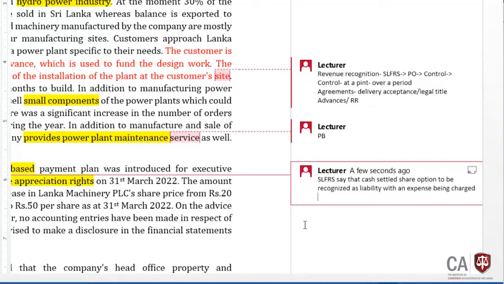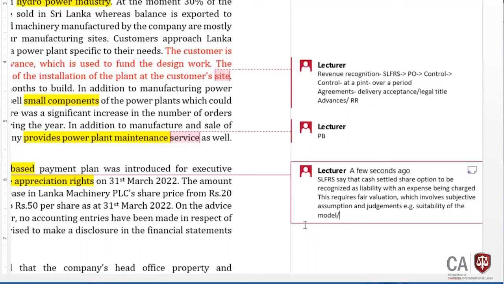That is the first point. The next thing is, when the company is going to do that, you have to highlight that this requires fair valuation, which involves subjective assumptions and judgment. For example, the suitability of the model. There are models and assumptions. This is really reasonable if you write to this level. That is another area to look at. If this is done by an expert, you have to evaluate that.